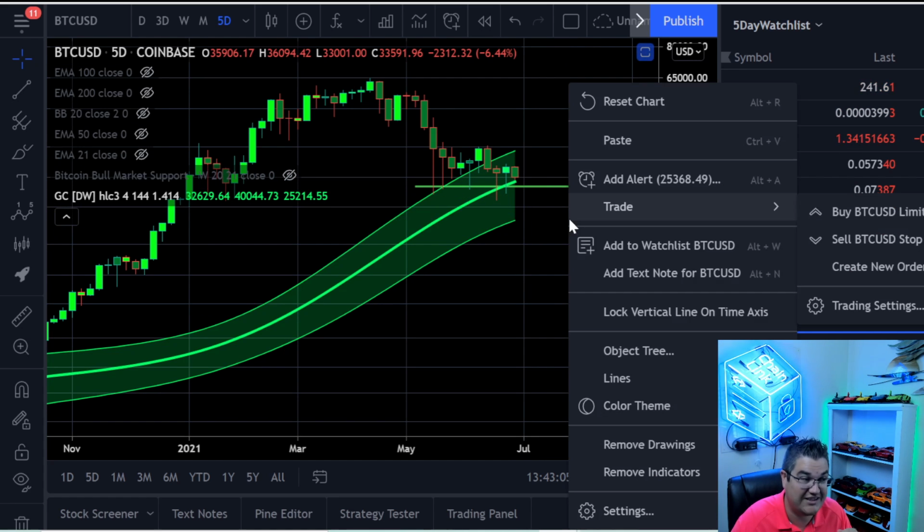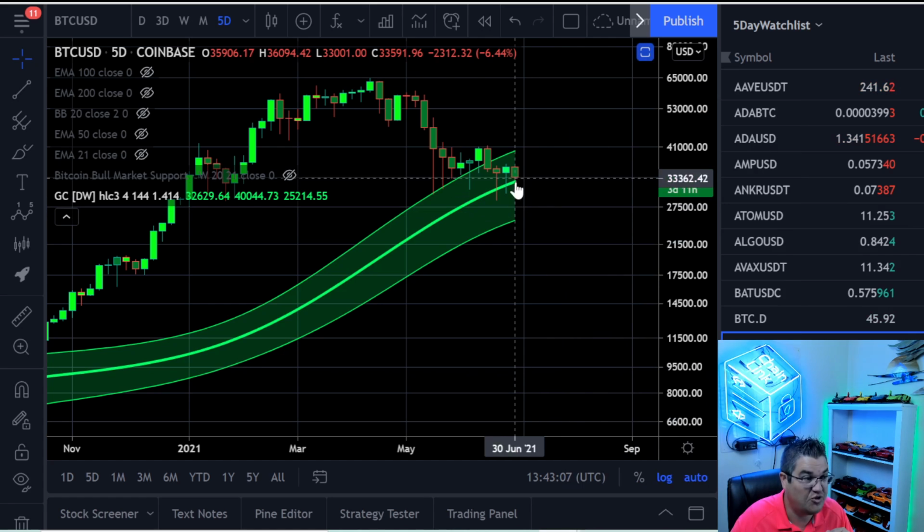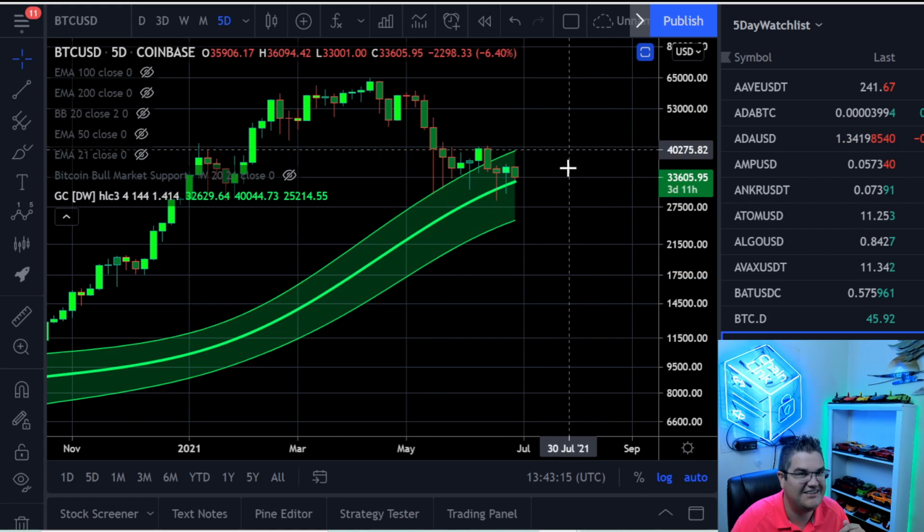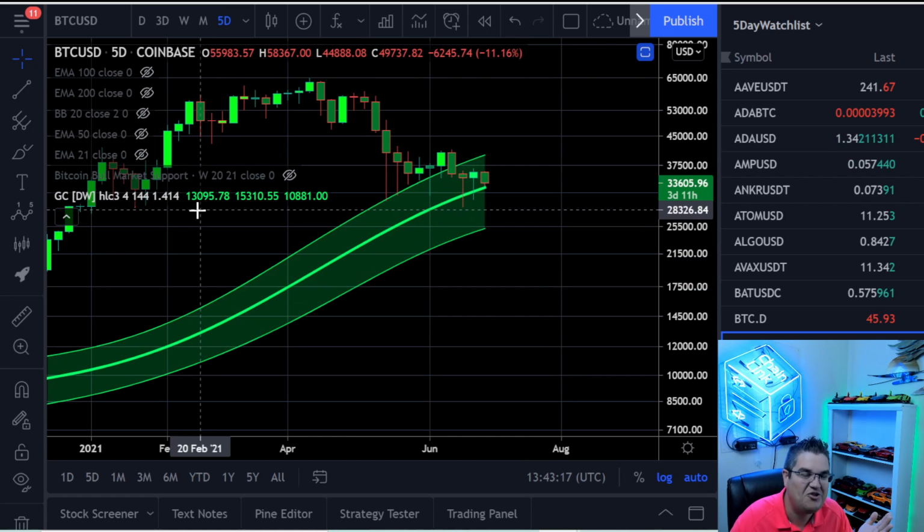Bitcoin still holding the median line. Great sign. Currently at 32.6. I was looking at the middle line. It's not how you do it. I just told you how to do it, and I didn't do it.